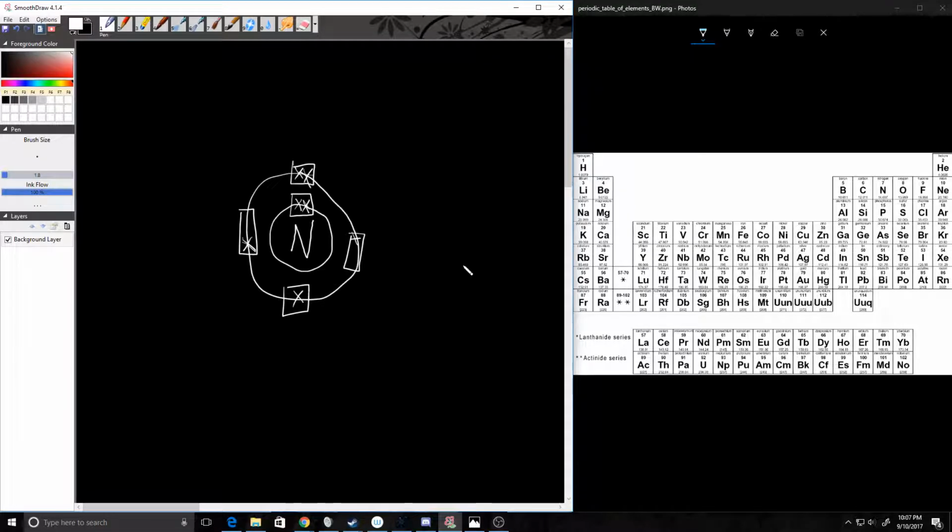If you want to do it without the boxes, what we're looking at is nitrogen's in row 2. There's 1, 2 electrons in the first shell. There's 1, 2, 3, 4, 5 in the second.